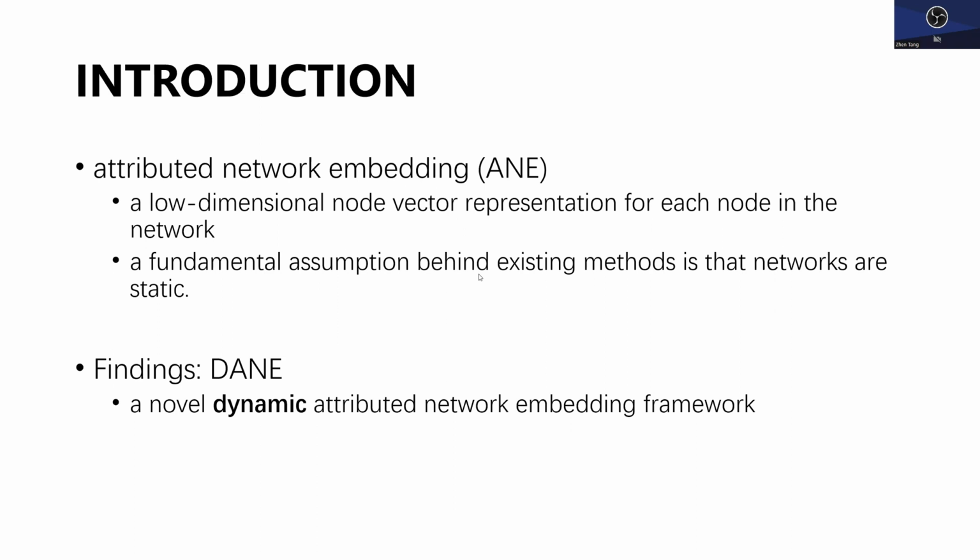A vast majority of existing attributed network embedding methods have a fundamental assumption that networks are static. However, in reality, network structure often evolves over time with addition and deletion of links and nodes. In this paper, the authors tackle this problem by proposing a novel dynamic attributed network embedding framework, DANE.